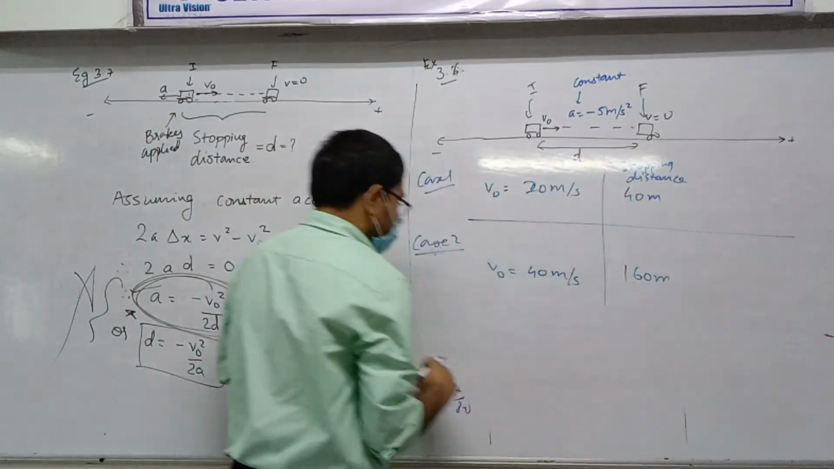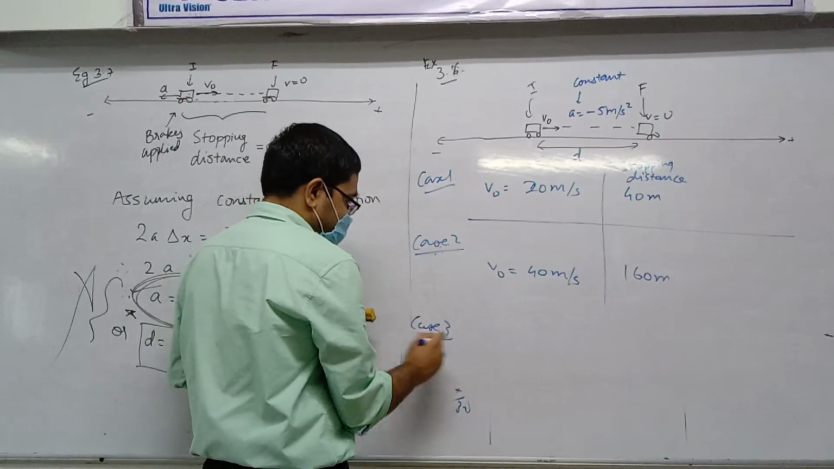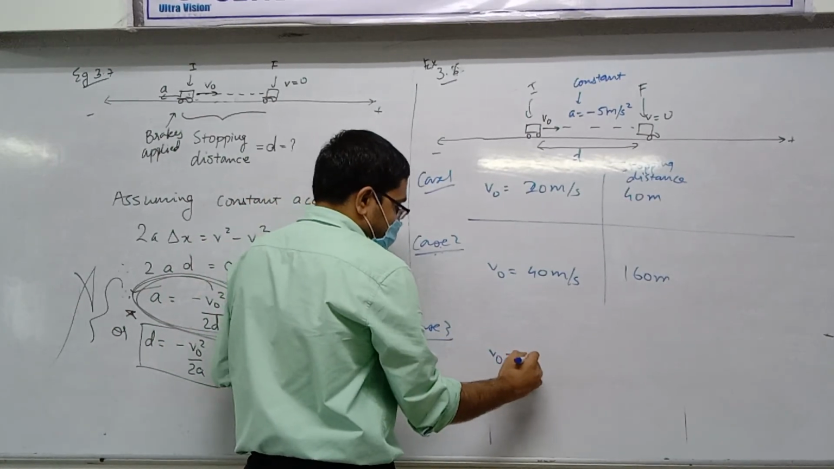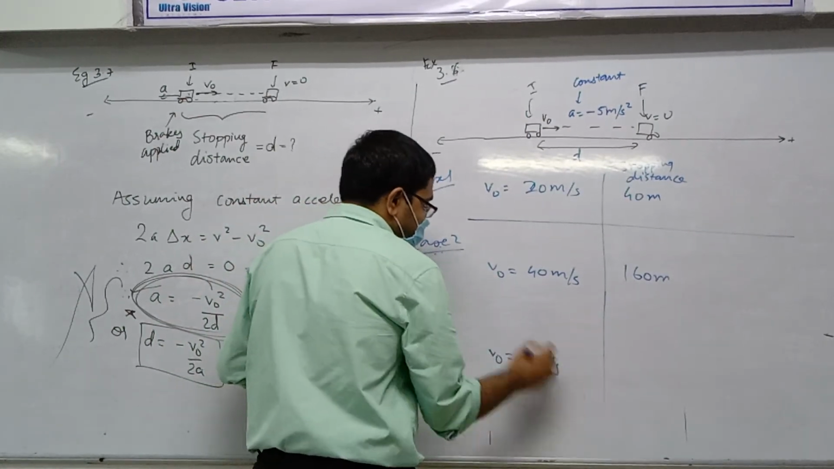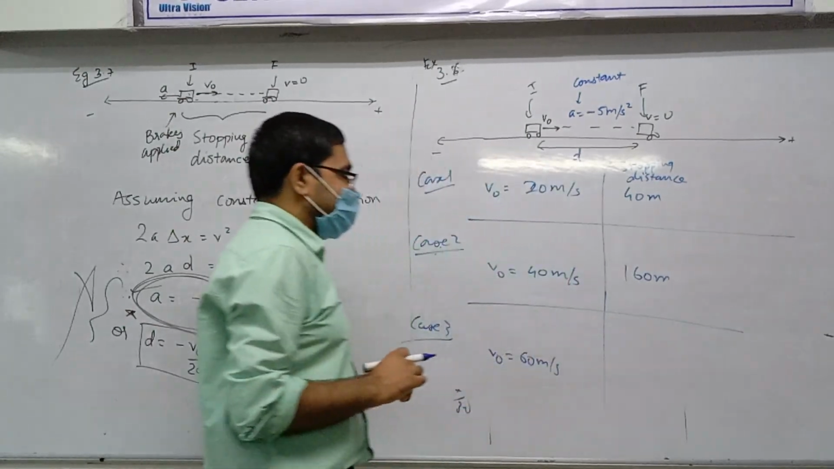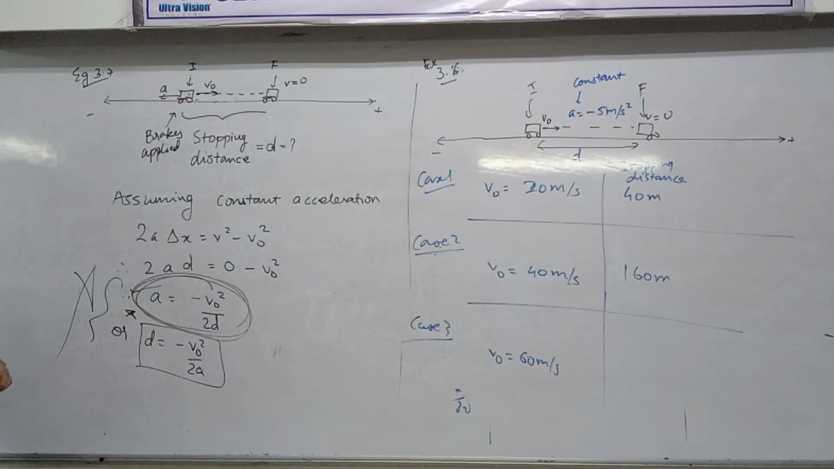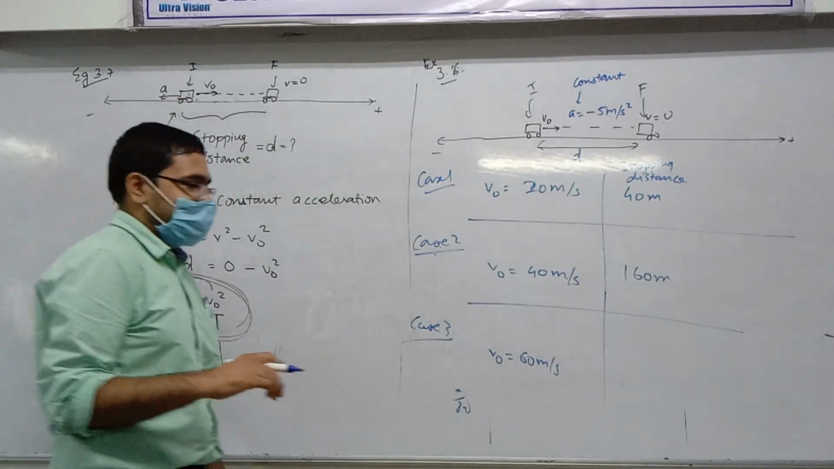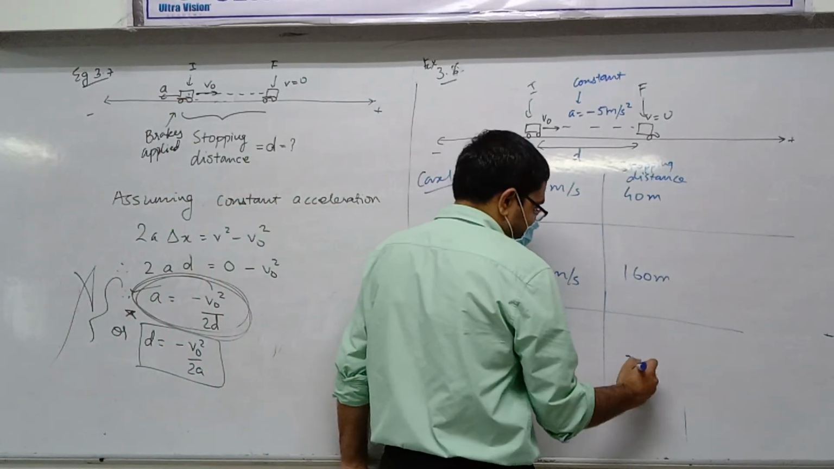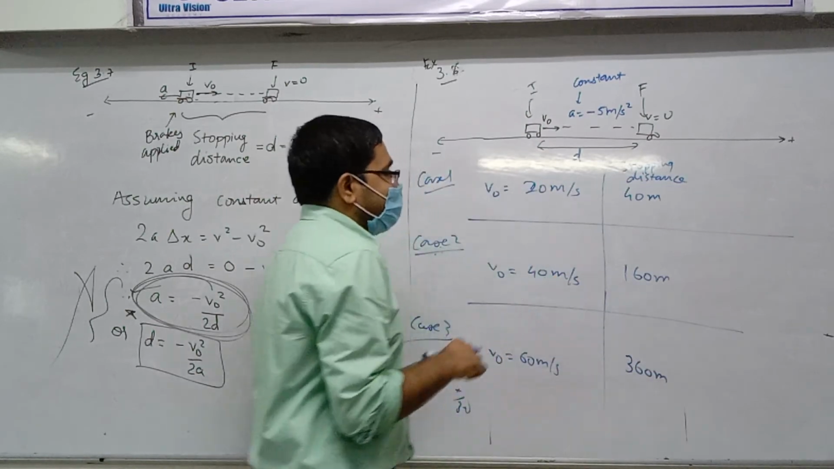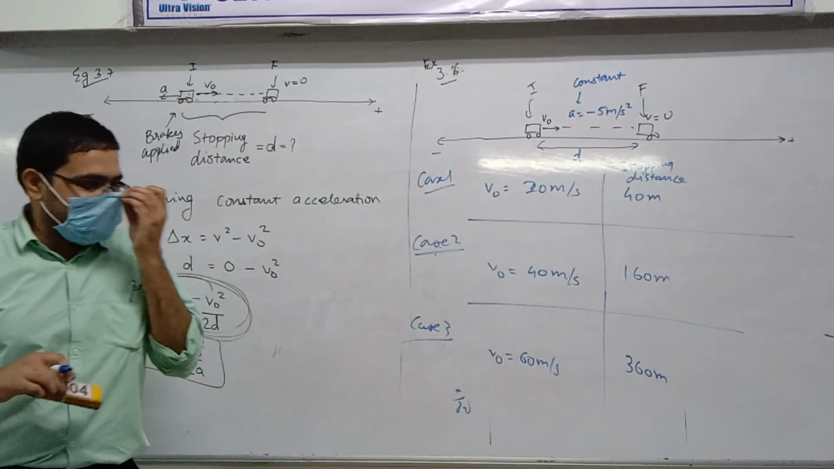Let's take one more case. Case 3. Suppose V0 is 60 meter per second. Then what will be the stopping distance? 360. It will be 360 meters.